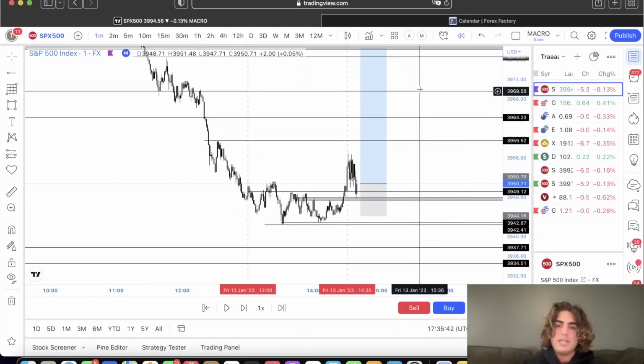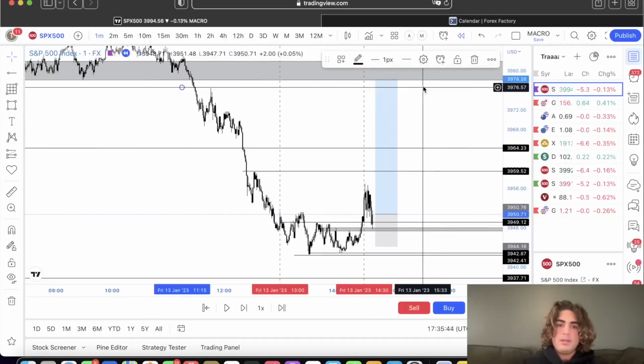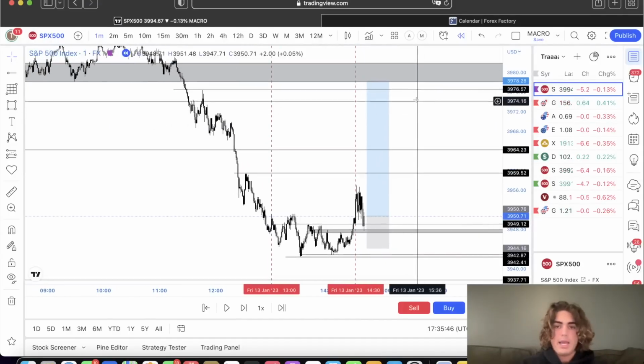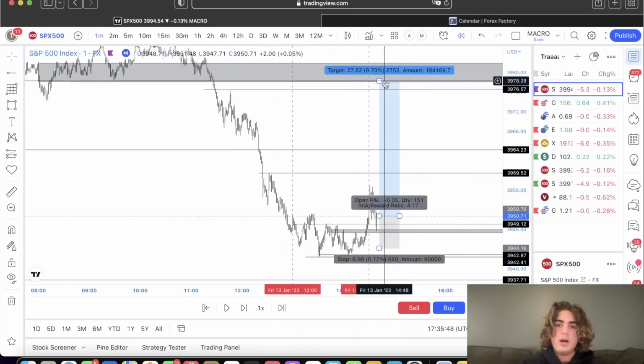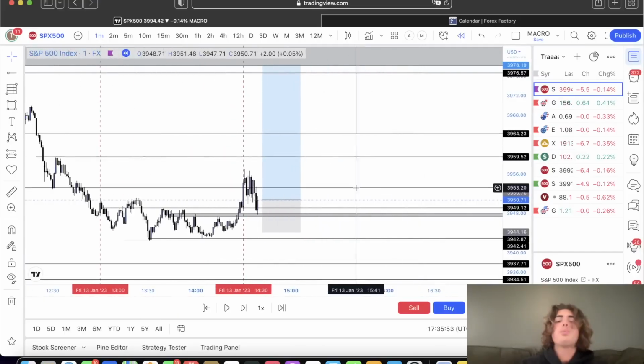We could reverse off of this. I have another take profit above this 5-minute high. Why? Liquidity. And then we also have our last take profit at that 1-hour order block. Okay? Pretty simple stuff, you guys.